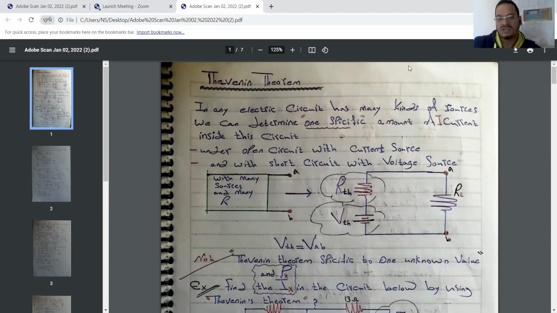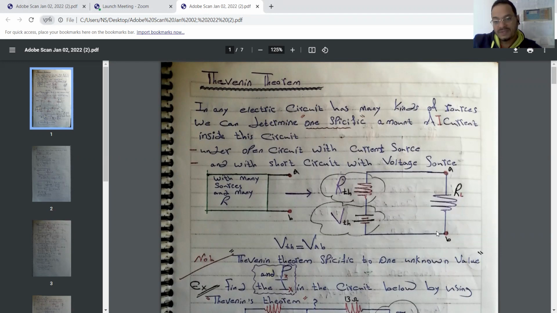At first, for example, if we are asked to calculate the current IL through this device, we will deal with this load by ignoring it and putting an open circuit instead of it, and select these two points A and B. This is very important to us.